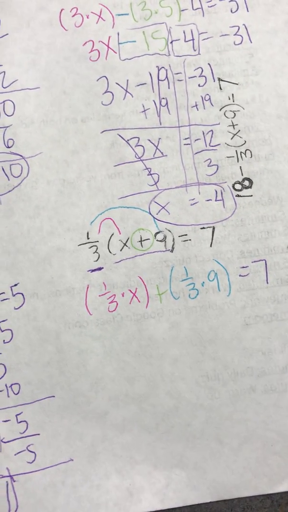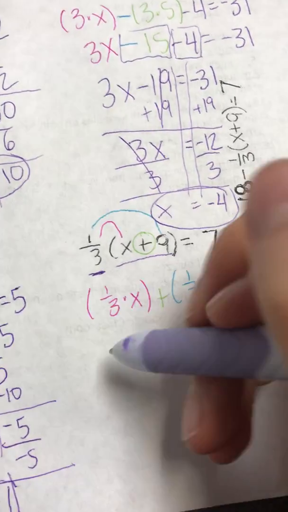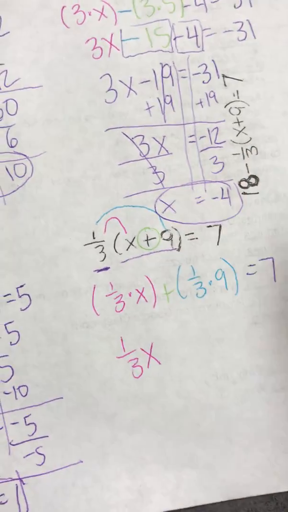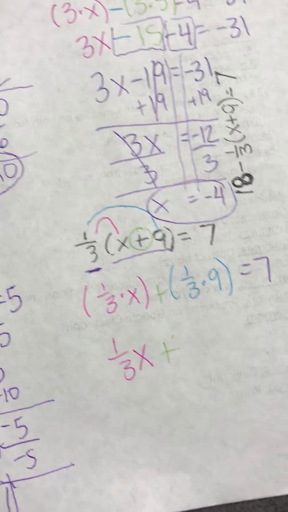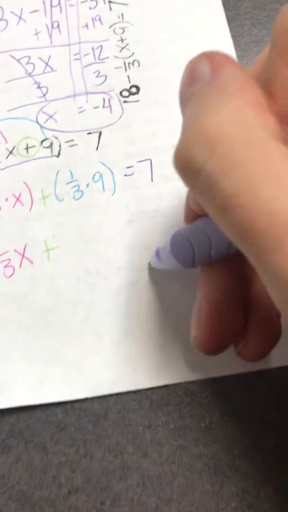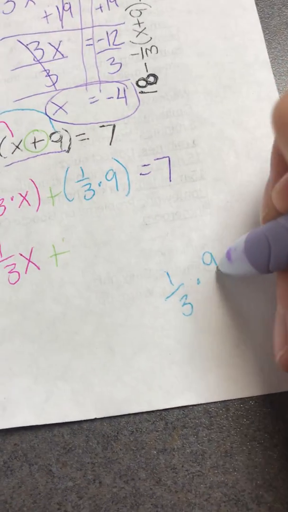Now we can simplify. 1/3 times x is 1/3 x. We have plus, so I keep the plus. Then 1/3 times 9, I can do some work off to the side.